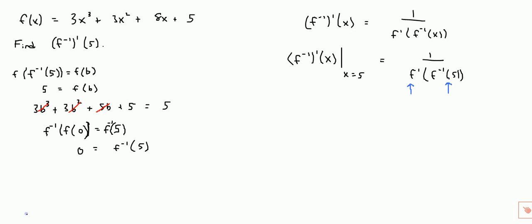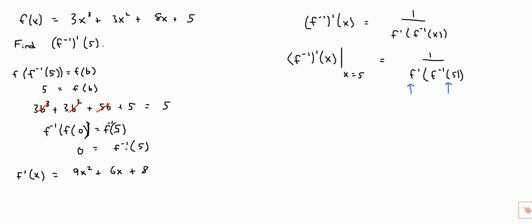And then the other thing we need is f prime, right? So that's easier, f prime of x. Alright, so we use the power rule. We get 9x squared plus 6x plus 8, and then 5 turns into 0.